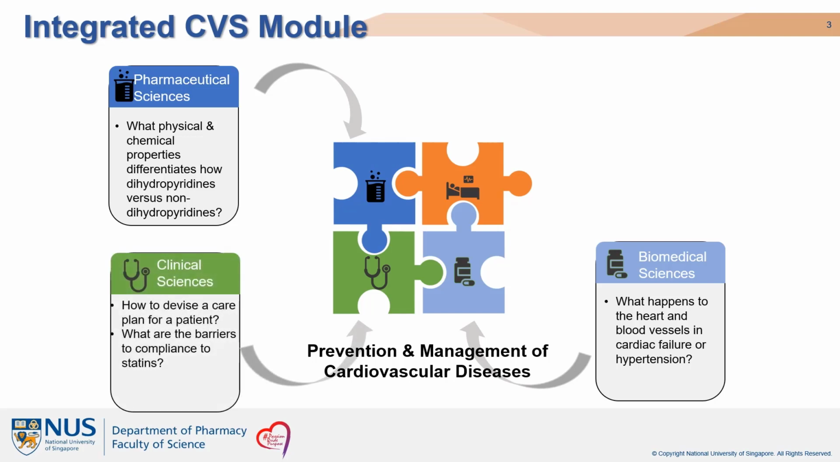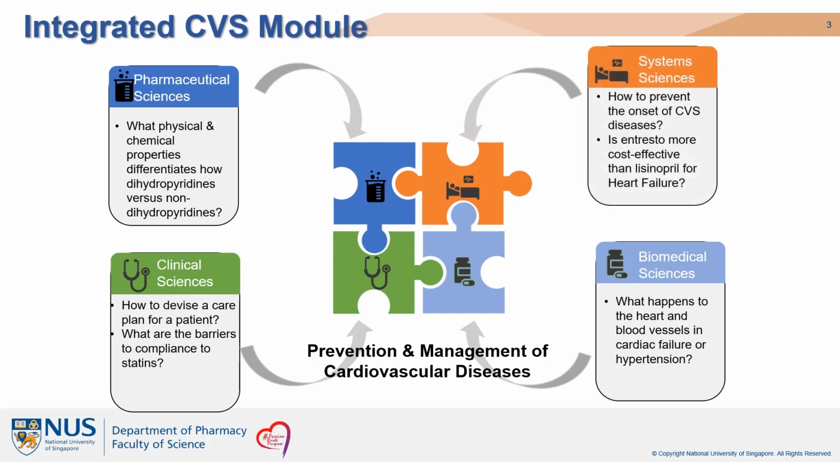Then comes the clinical sciences, who will think about how to devise a care plan for a patient. With all these medications you have in your hand, what are the considerations when building a care plan for a patient with cardiovascular disease? They would also explore what are the barriers to compliance to statins, for example. What are the issues and considerations, the social barriers, the psychological barriers that a person might have when being told that they have a condition for the first time in their lives.